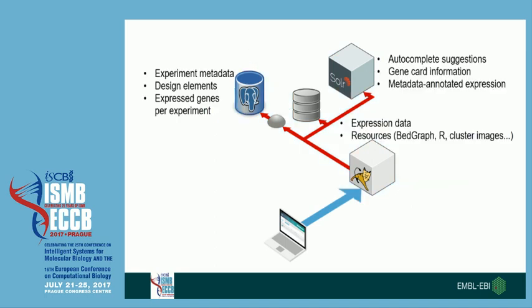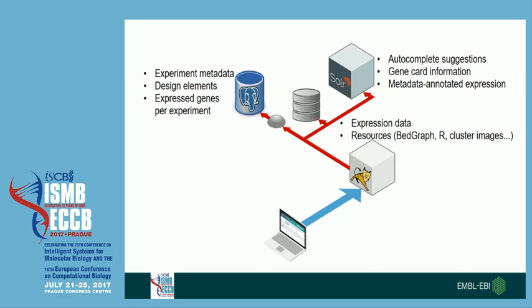Now, what are the 3 sources of data for? Solr helps us in producing autocomplete suggestions, also in giving you the gene card information that I showed before, and to search for expressions using metadata of different kinds, such as, we saw, a gene term or, for example, disease, etc.